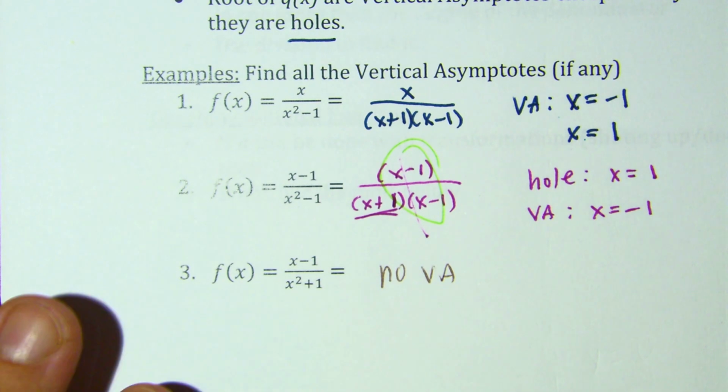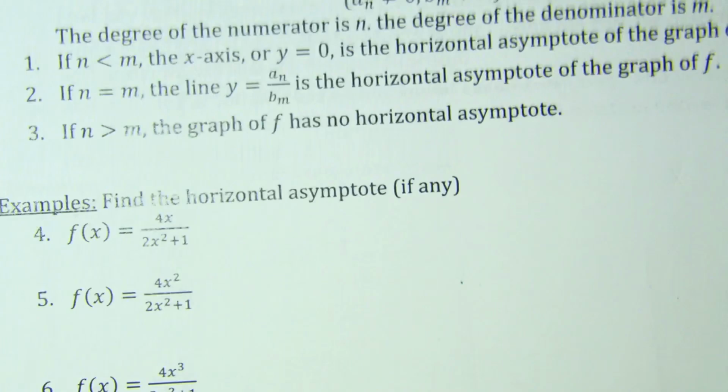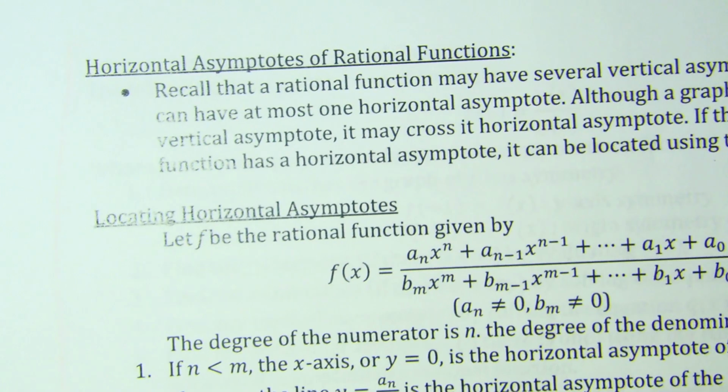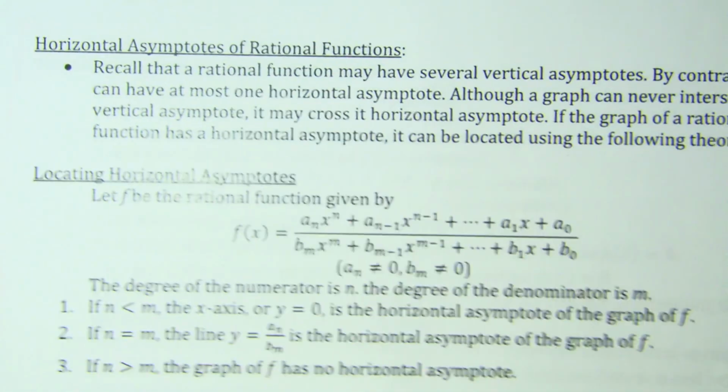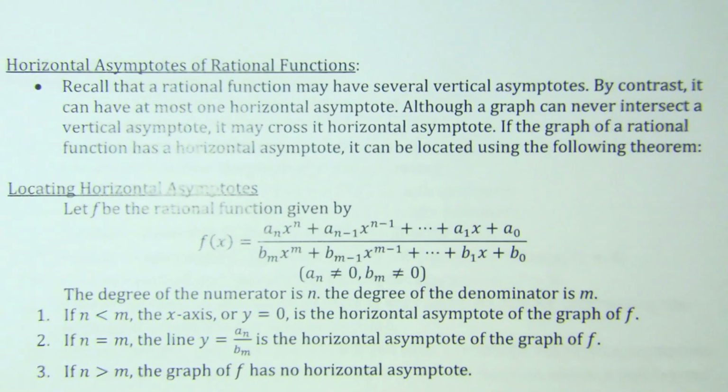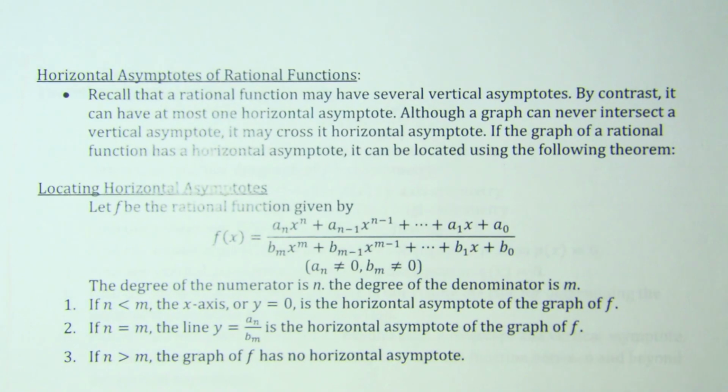All right, let's go ahead and move on to the next page here. And now we're going to look at horizontal asymptotes. Now, horizontal asymptotes are a little bit more involved in finding what the horizontal asymptote is. So there are going to be 3 different cases that we will look at here.